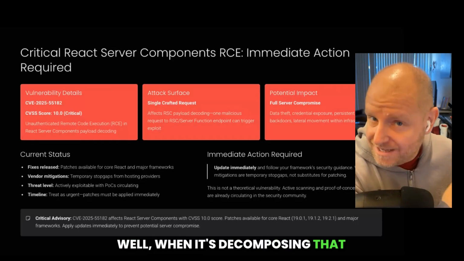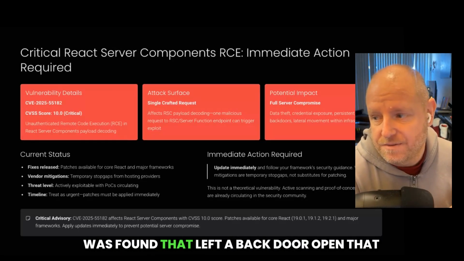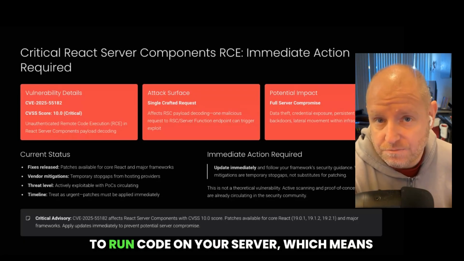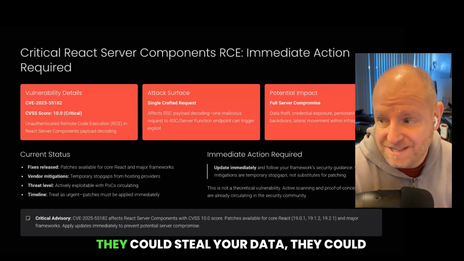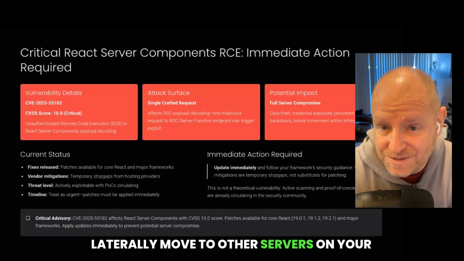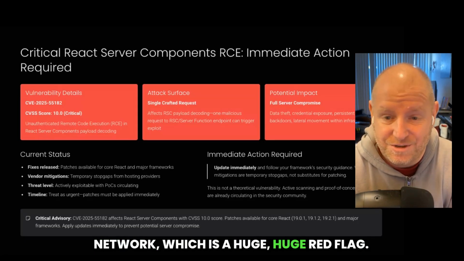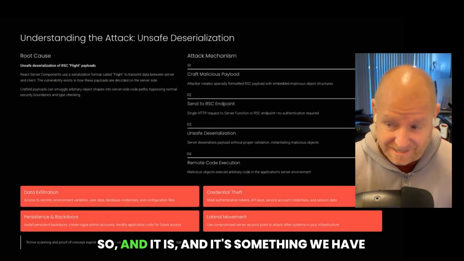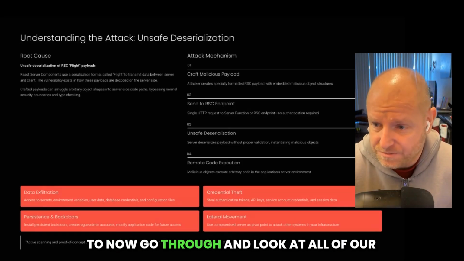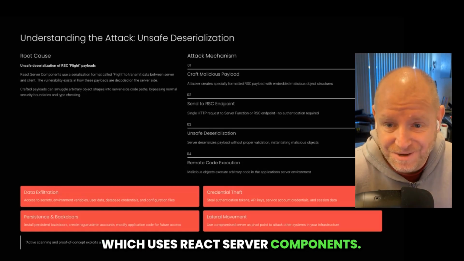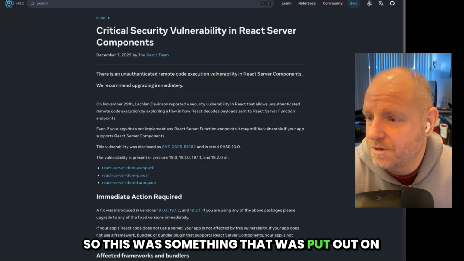Well, when it's decomposing that information, a compromise was found that left a back door open that could essentially lead to a hacker being able to run code on your server, which means they could steal your data, steal your credentials, and laterally move to other servers on your network, which is a huge red flag. We now have to go through and look at all of our packages because we use Next.js, which uses React server components.